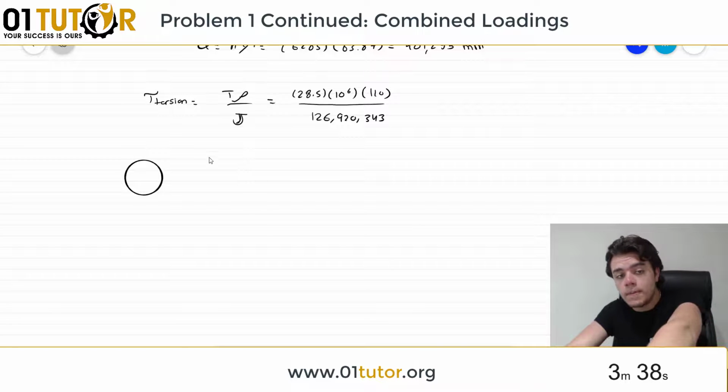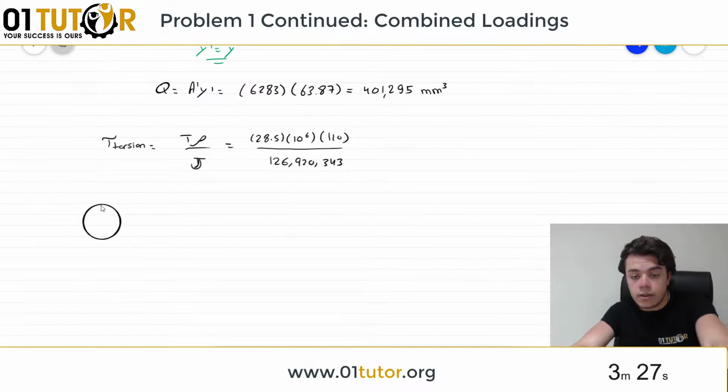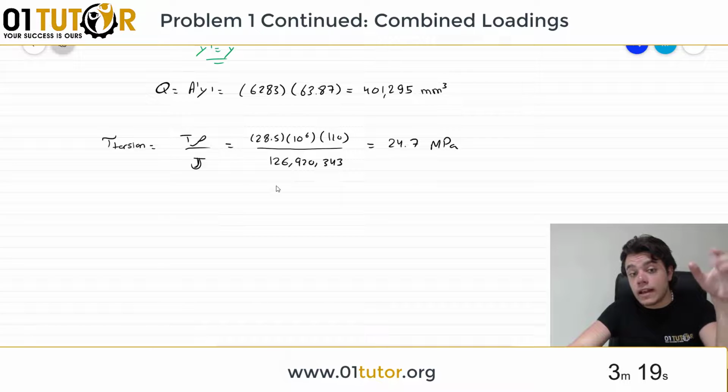Okay, and in that way you can calculate the shear stress that occurs at point B due to the torsion, because remember, the shear stress at a point is what's happening due to the force plus what's happening due to the torsion, plus or minus. We're going to see depending on the direction of the torsion. So this is going to be 24.7 megapascal. We still need the direction.